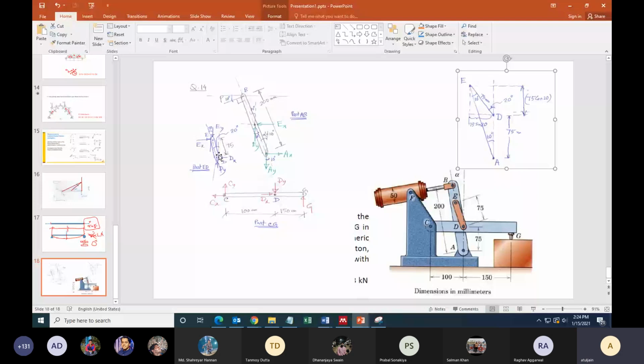Now, look at member AB. Take moment about point A, and you can find the magnitude of FED. After you find FED, you know the values of the other reactions, or you can start with FED only. Then look at the free body diagram of CDG. Take moment about point C. You will get the relationship between the FED that you found and G. So you get the numerical value of G. Okay? Yes or no?